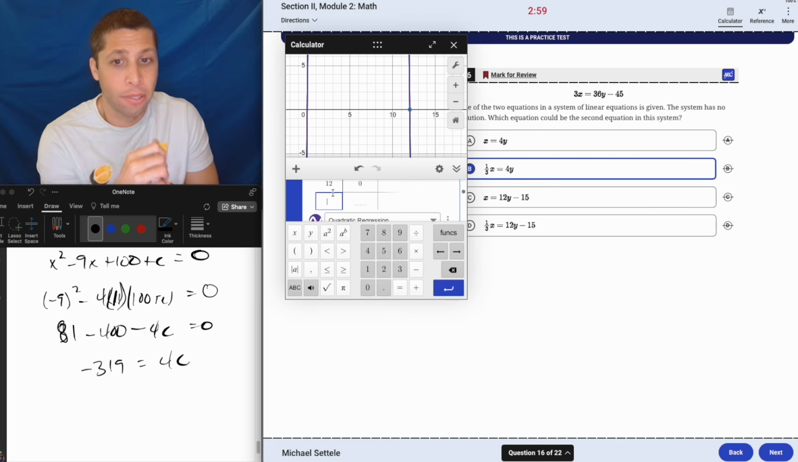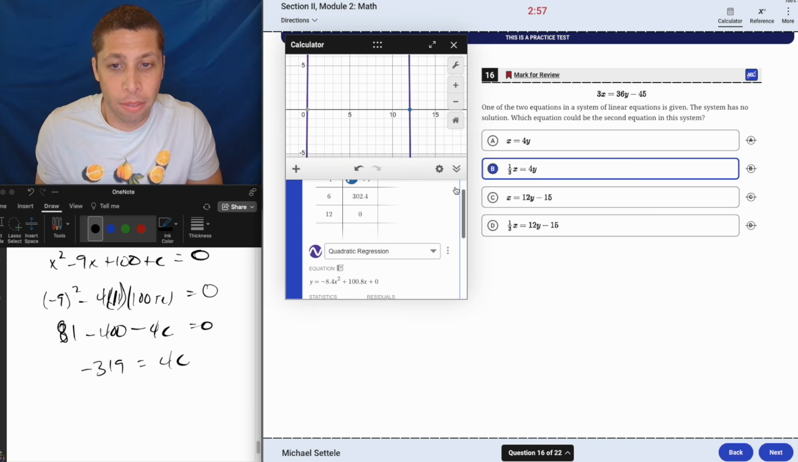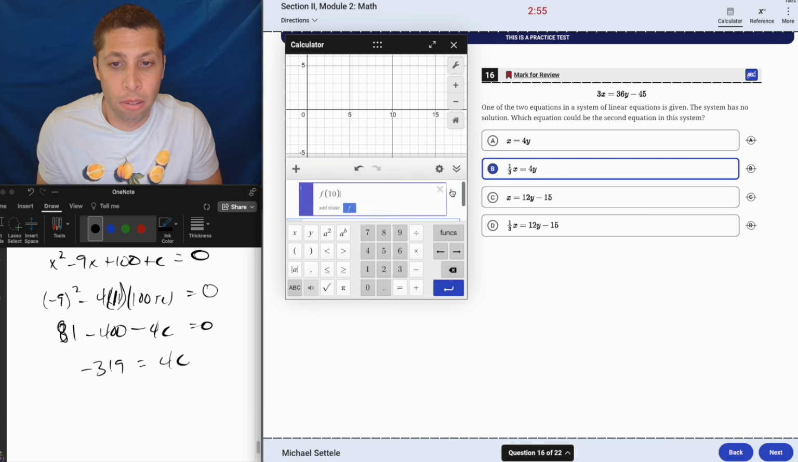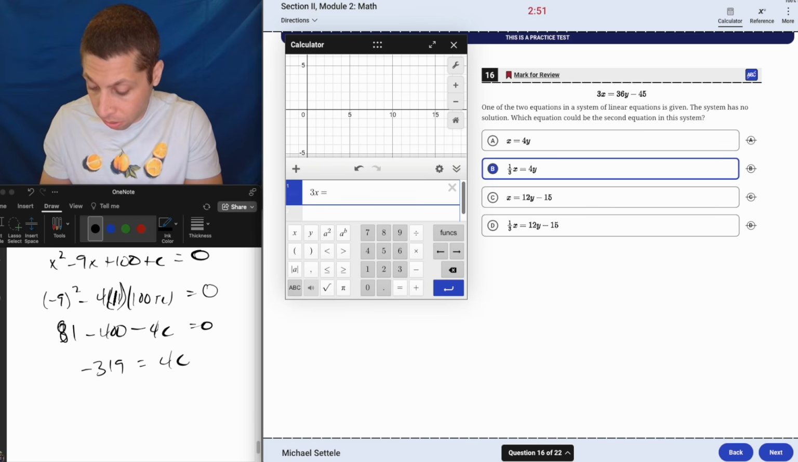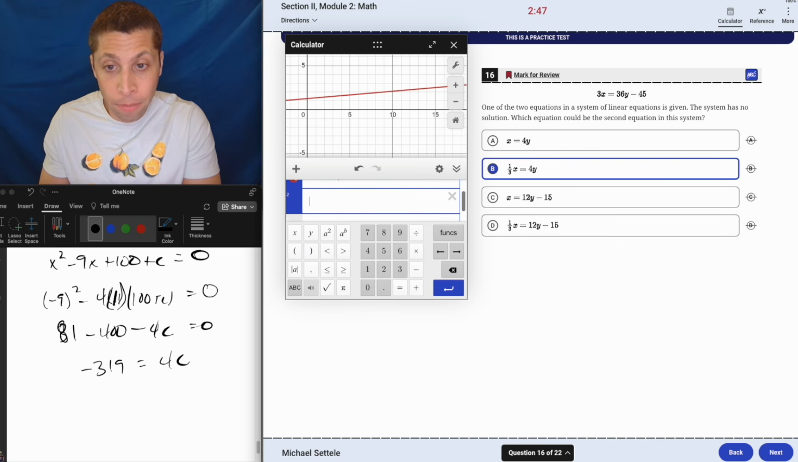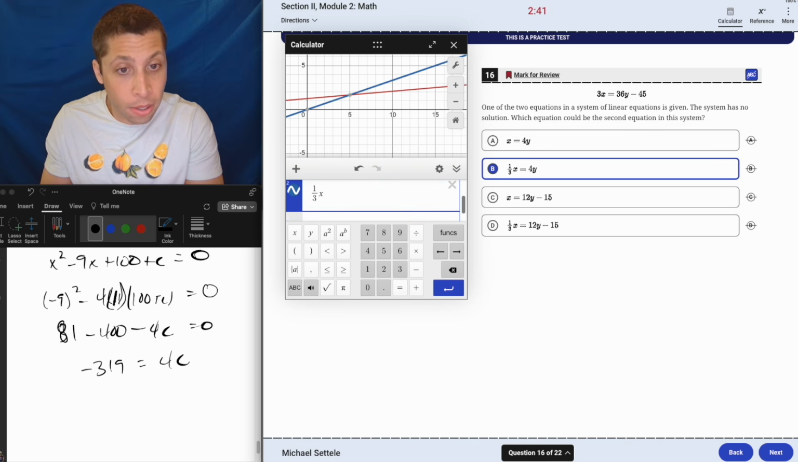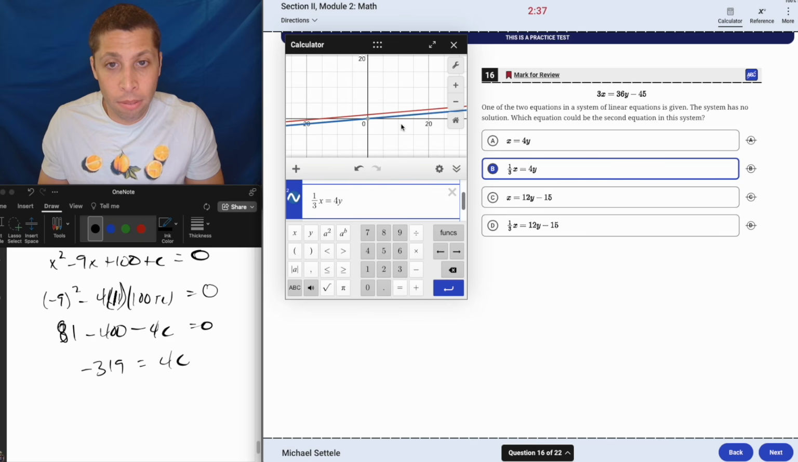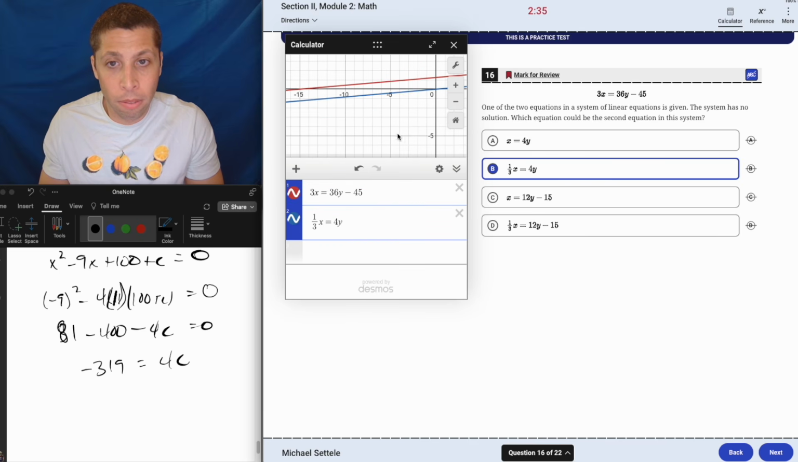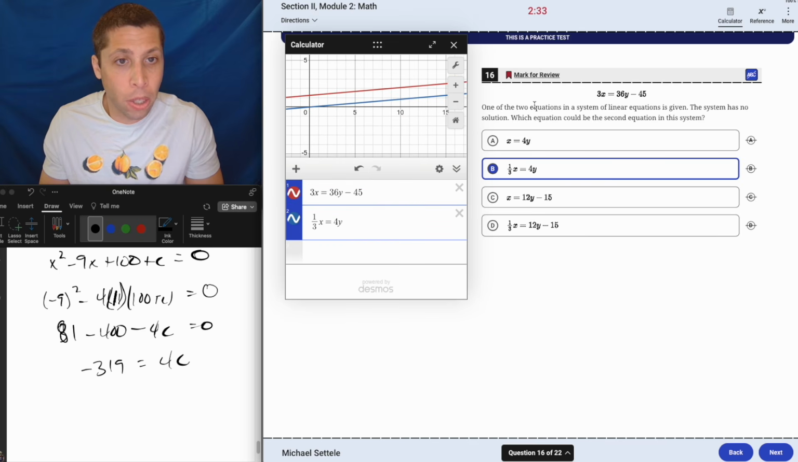I should have just graphed this. Let's just see. This will take me 2 seconds to check. 3x equals 36y minus 45. Has no solution. So 1/3 x equals 4y. Yeah, they look pretty parallel. Good enough.